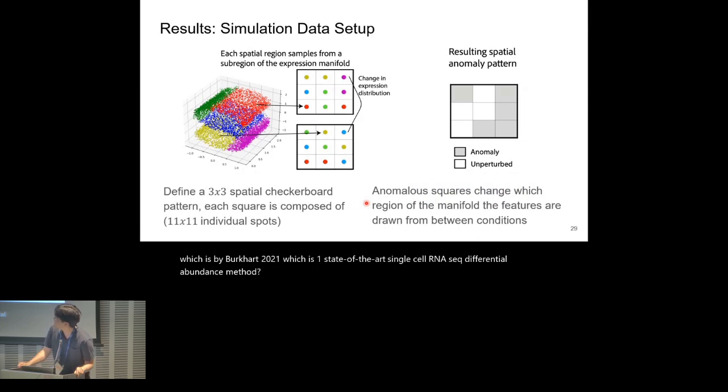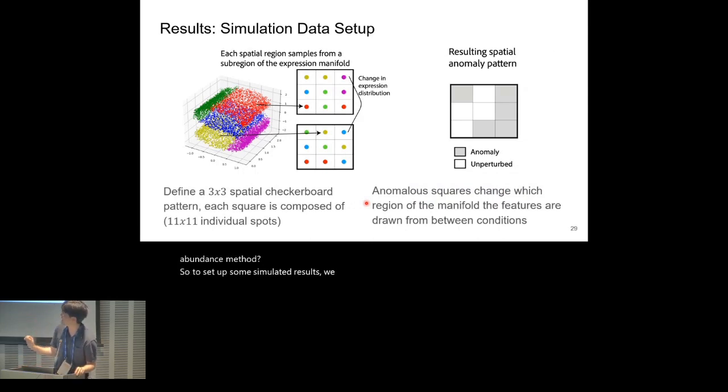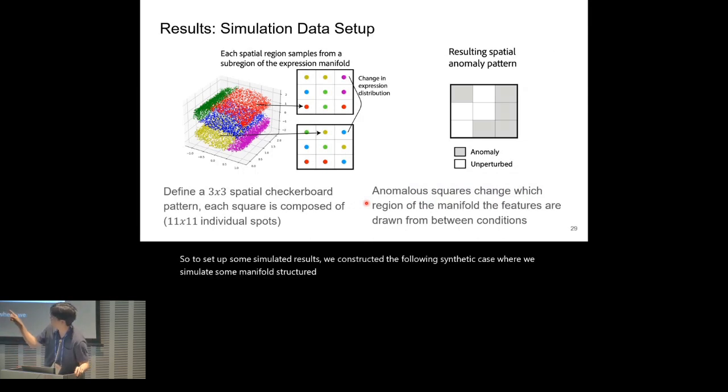So to set up some simulated results, we constructed the following synthetic case, where we simulate some manifold structured data, which is shown on the left, as well as two spatial slices, which are these two checkerboard boxes nearly to the right of it. In each checkerboard square, we have 11 by 11 or 121 individual spots that are each sampled from the same location or region of the manifold.